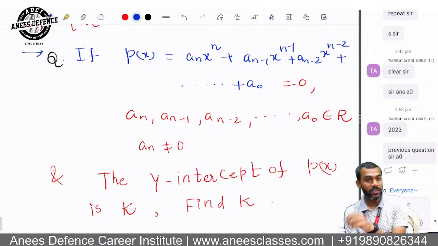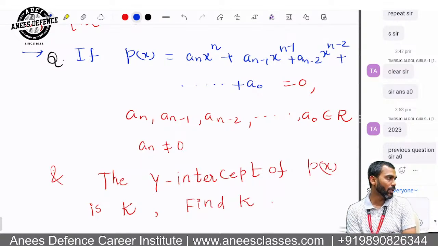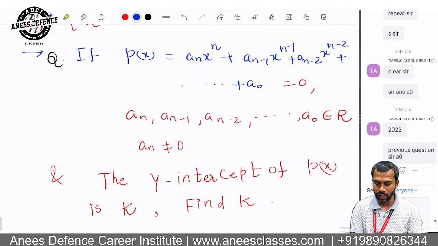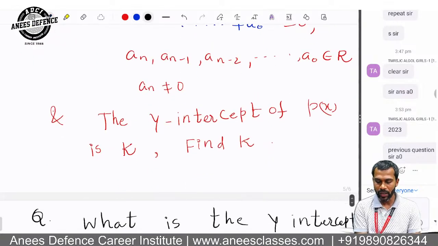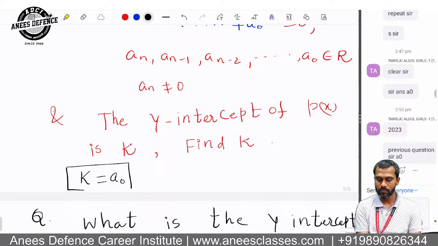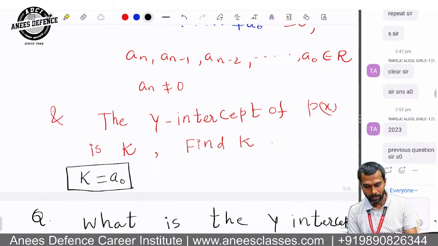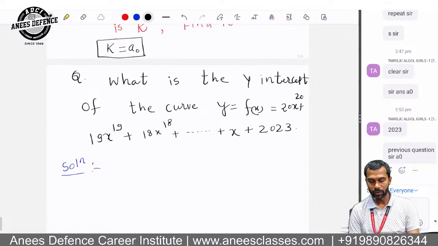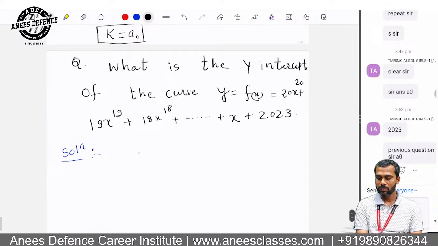So if you put x is equal to 0, everything becomes 0, only the constant term will be left. Yes or no? So can I say the y-intercept would be, the value of k here would be a naught. That is the right answer. The language was so useless, but the answer is this simple. Yes or no? Now tell me, what about this?